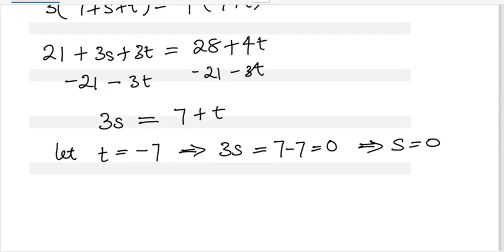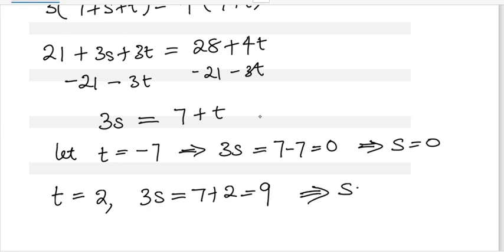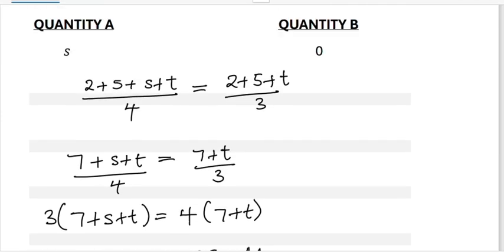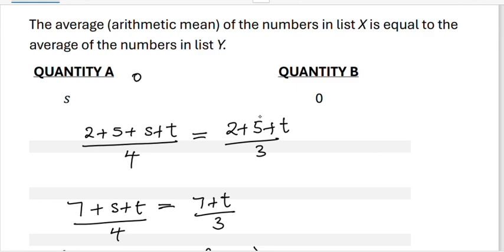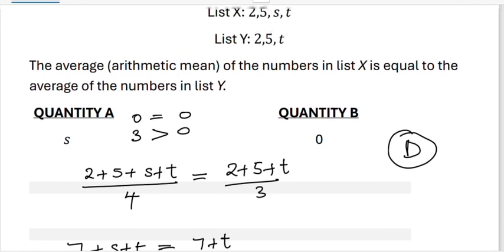Let's plug in a different number. Let's say that t is equals to 2, okay? So that means 3s will be equals to 7 plus 2, which is 9, and this implies that s is going to be 3. So we have s to be 3 here. As the first condition, s was 0, 0 is equals to 0. The next condition, it was 3. This is greater than this. So that simply means that we can't give a definite relation at this point, which means that the solution to this particular question is D.